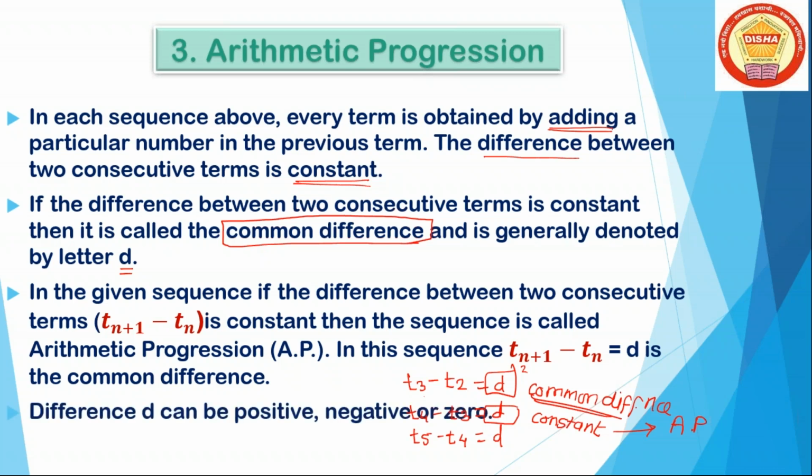See, the difference D can be positive, negative or zero. Sometimes the difference can be positive, negative or zero. When it is positive, it is arranged in ascending order. When it is negative, then that is arranged in descending order. And if it is zero, then we get the same term in the given sequence. Means in an AP, we add a positive number, a negative number, or also zero.